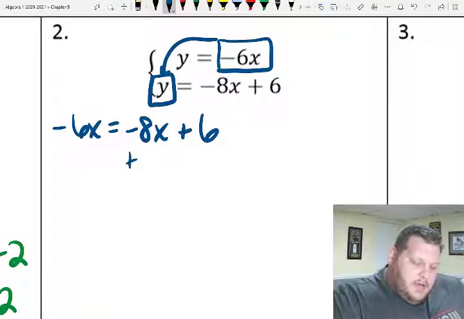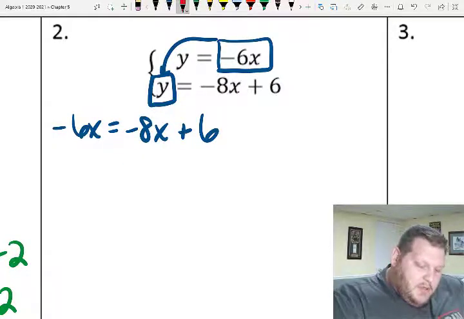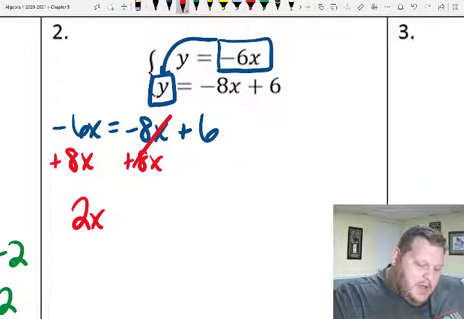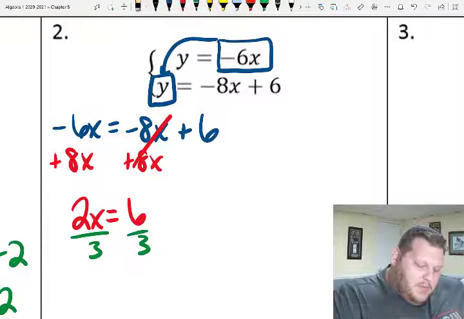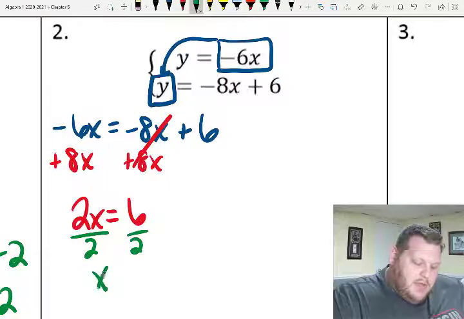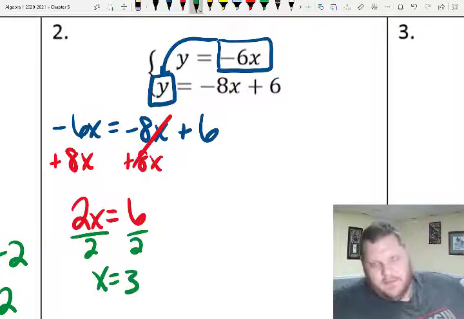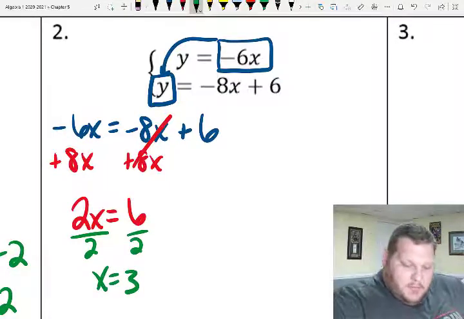So when I add 8x on both sides to get my x's together, I get 2x equals 6. So I divide by 3 on both. Oopsie, previewing my answer there. I divide by 2 on both sides to get positive 3 for my solution for my x value.